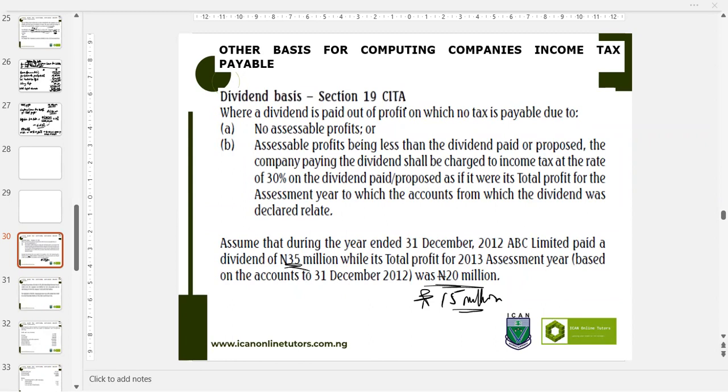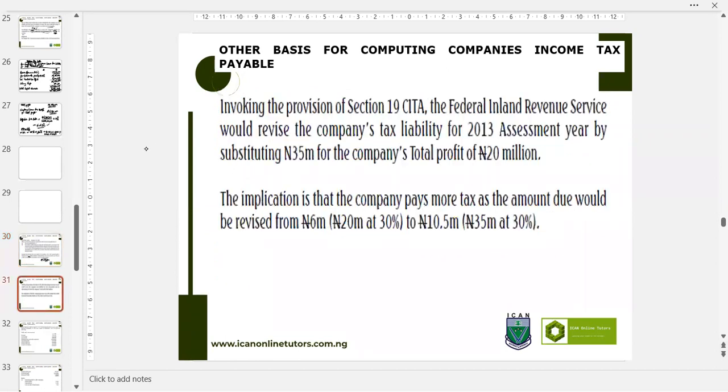You say 35 million as dividend, so where is the 15 million naira coming from? It's a simple analogy. So what do you do in that case? Invoking the provision of Section 19 of CETA, the Federal Inland Revenue Service would revise the company's tax liability for the 2013 assessment year by substituting 35 million naira for the company's total profits of 20 million naira. It's simple arithmetic.